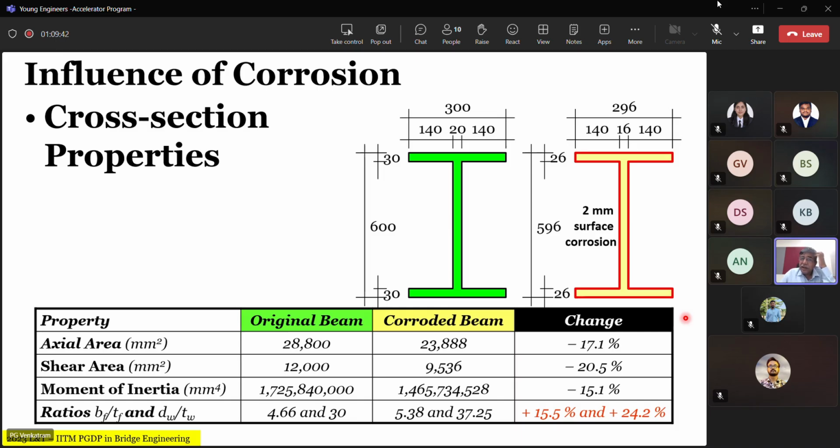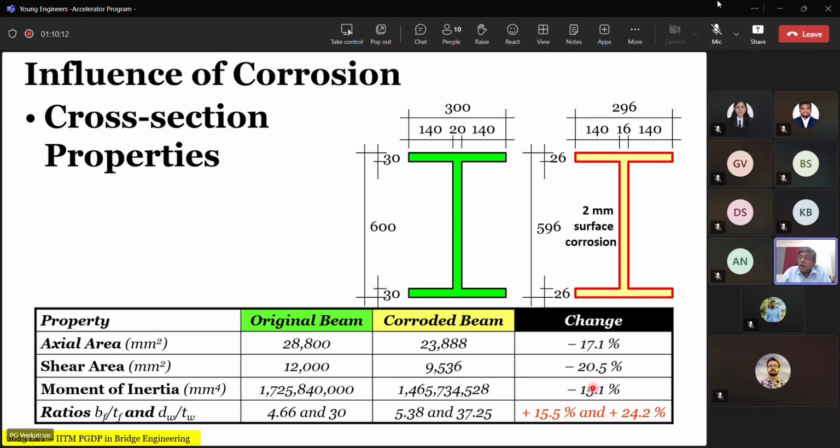It has a significant impact in the sense that, let us say, if you designed a steel section and you had an original beam in which all the various ratios were complying with the codal requirement, and in a corroded beam where you lose about 2 mm of surface, only 2 mm is lost in the corrosion, you will notice that you have the axial area reducing by 17%, shear area reducing by 12%, and the moment of inertia dropping by 15%.